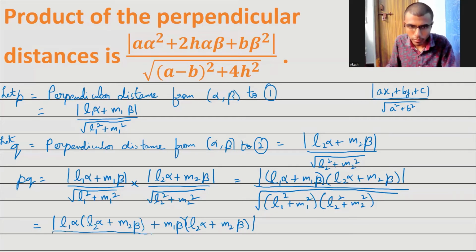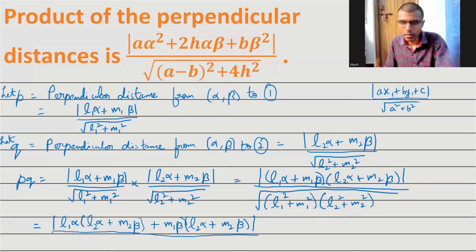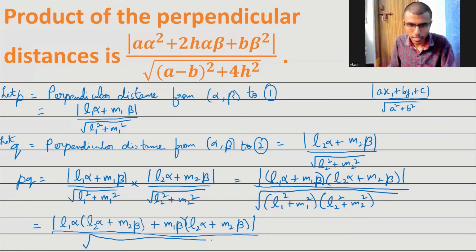Now under root of, okay, first I'll just put the under root of. I guess my handwriting is going to get a bit clumsy. Please tolerate that. L1 square into this bracket plus M1 square into this bracket. L1 square into L2 square plus M2 square plus M1 square into L2 square plus M2 square.